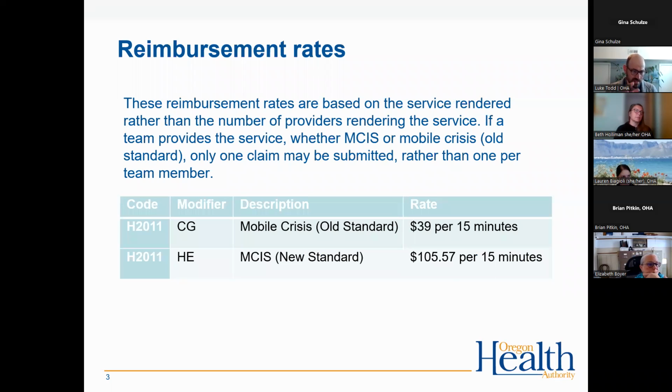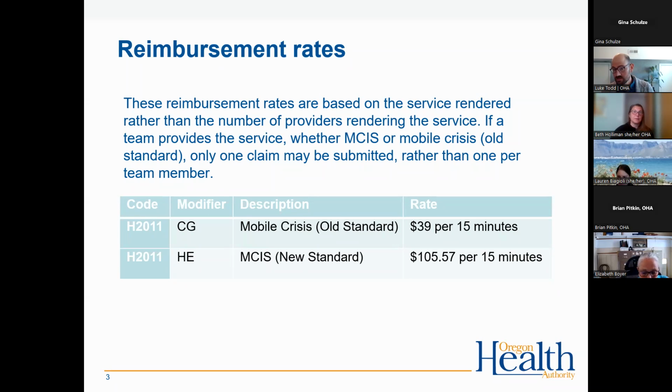The text here that's written, I think I skipped over, but I wanted to highlight it because this was a question in our prior learning collaborative session. It says these reimbursement rates are based on the service rendered rather than the number of providers rendering the service. So old standard mobile crisis is not fundamentally a team service. It can be rendered by one person or more, and that's fine. MCIS, on the other hand, especially when we're talking that initial crisis response, is fundamentally envisioned as a team service.